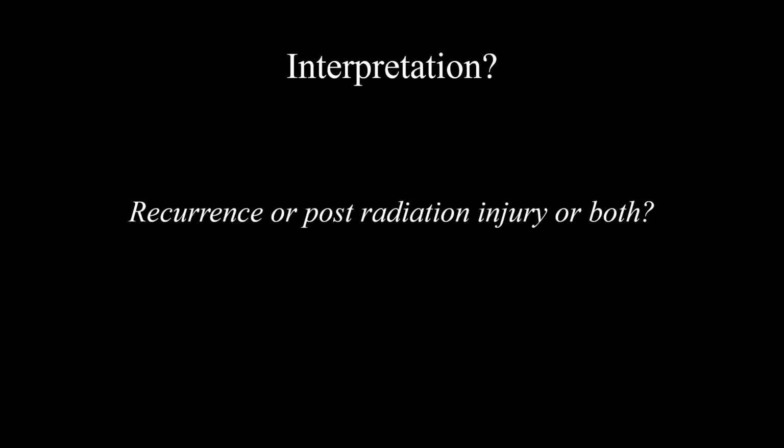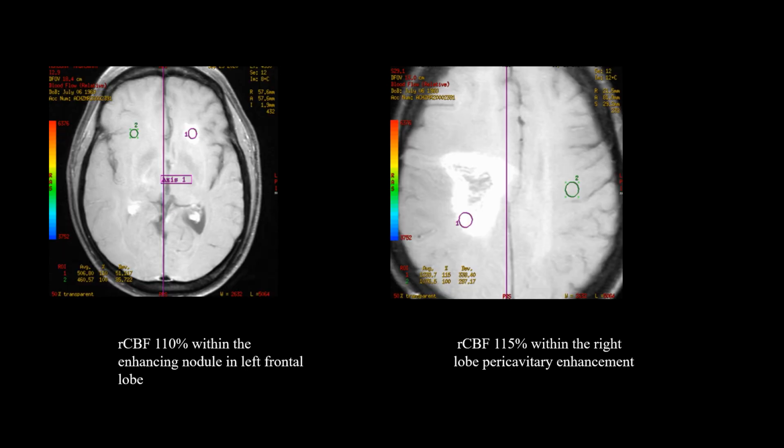So what is our interpretation? Is it a case of a tumor recurrence or post-radiation injury or a mixture of both? This dilemma is solved by perfusion MRI as we know that tumor shows hyperperfusion. We performed dynamic susceptibility contrast perfusion MRI and obtained relative cerebral blood flow and cerebral blood volume values.